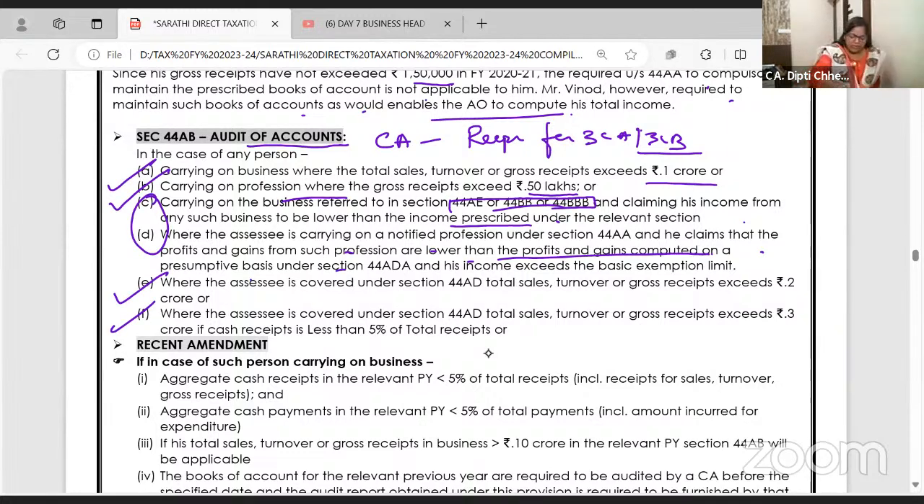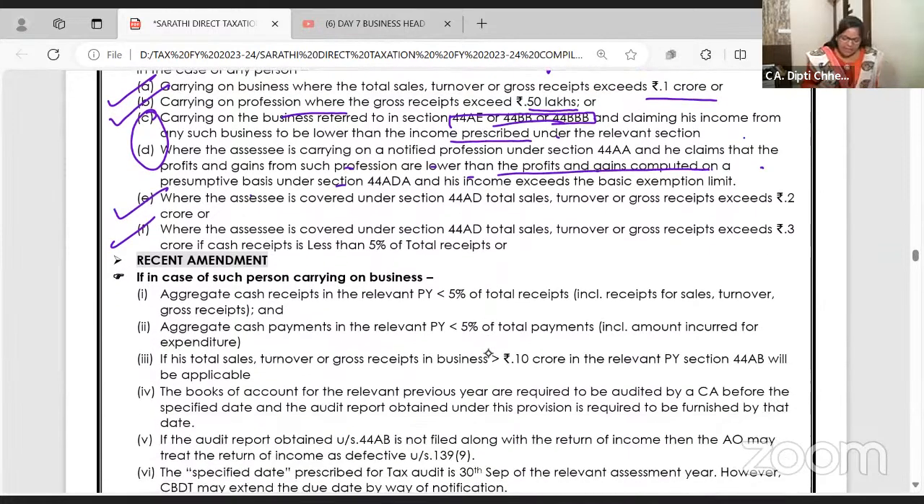It will be clear. What is the first point? If your turnover exceeds 1 crore. Second point, gross receipts exceed 50 lakhs. Third point, where the SSE is covered under 44AD, अभी हम करेंगे presumptive taxation, and turnover or gross receipts exceed 2 crore. Or where the SSE is covered under 44AD, turnover or gross receipts exceed 3 crore if the cash receipt is less than 5%. So all these are amendments.